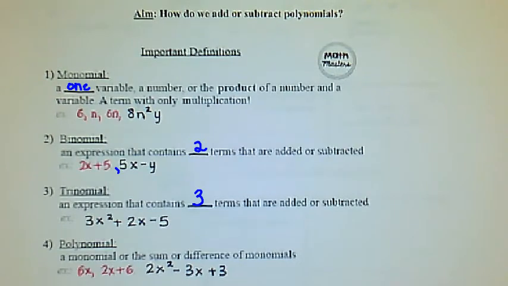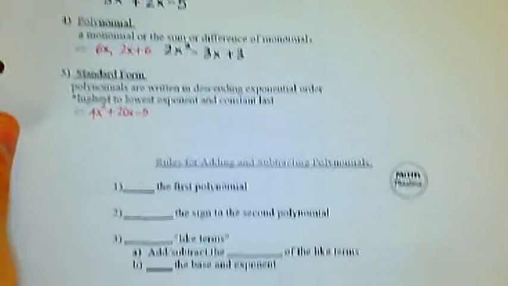And then lastly, a polynomial would be the umbrella of all of these terms. A monomial, or the sum or difference of monomials. So all of these are considered polynomials. They're just specific ones. Usually if it has more than three, so 4 or more, we would just call it a polynomial. But technically, monomial, binomial, trinomial are all types of polynomials. As we go through today's lesson, we are talking specifically about adding and subtracting.